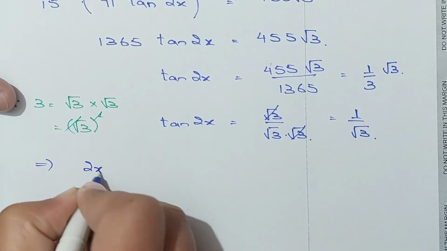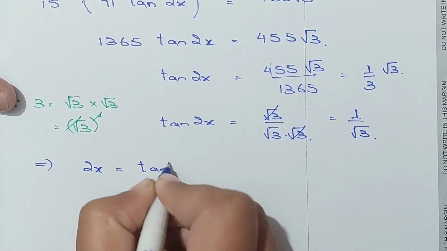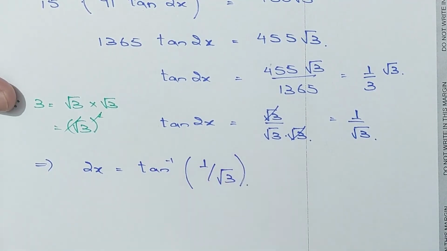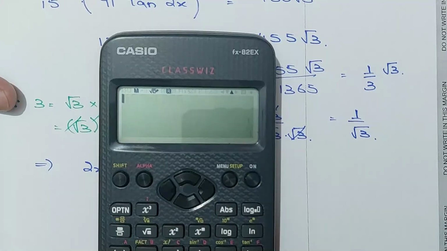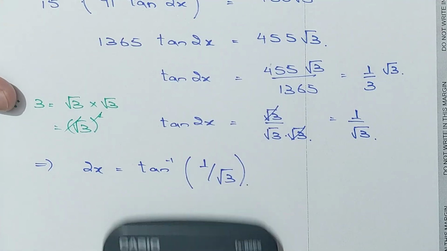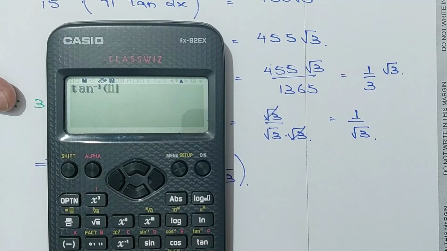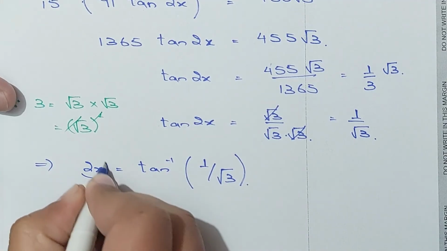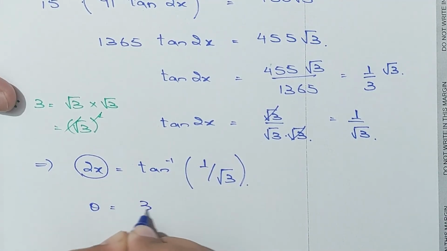2x would be equal to tangent inverse of 1 over square root of 3. It should be in degrees, so let me convert my calculator into degree mode. Yes. What is tangent inverse of 1 over square root of 3? It's 30 degrees. Let's say this is my theta. Theta is 30 degrees.